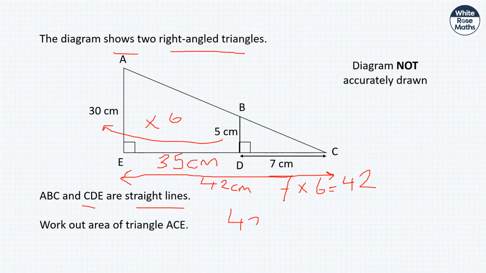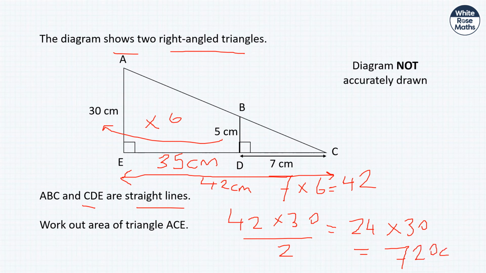So the area of triangle ACE would be 42 times 30 divided by 2. It's quite nice numbers here. If I half this, I get 24 times 30. If I work this out, guys, I get the answer of 720 centimeters squared.